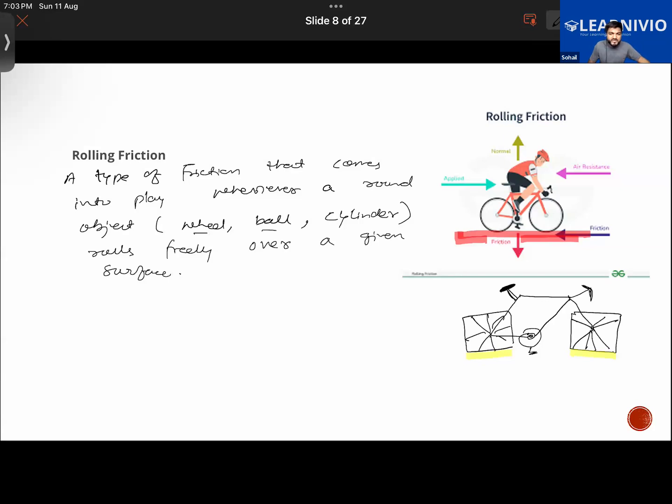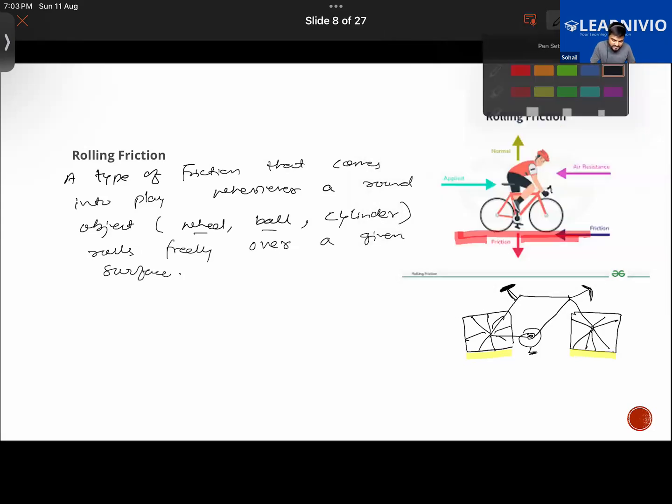So you can easily tell me that the magnitude of rolling friction will be less than the static and sliding friction, right? So that is what rolling friction is. It also offers some resistance. That is why, after some time, if you stop pedaling, this bicycle will come to rest. So it offers some resistance, although it will be less. Is that clear to everyone? A very basic concept.